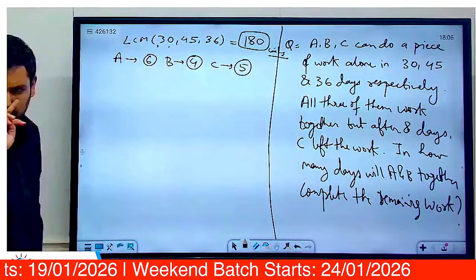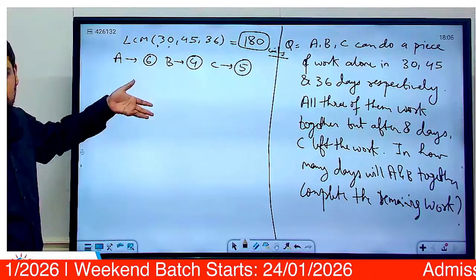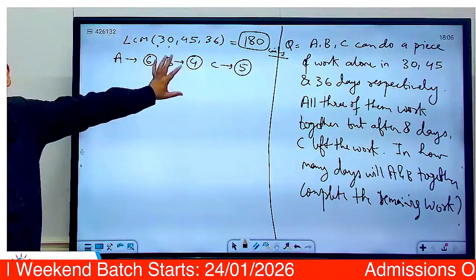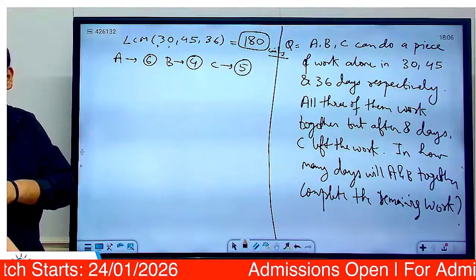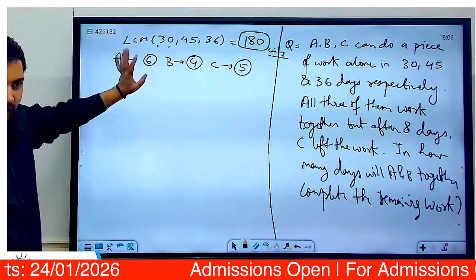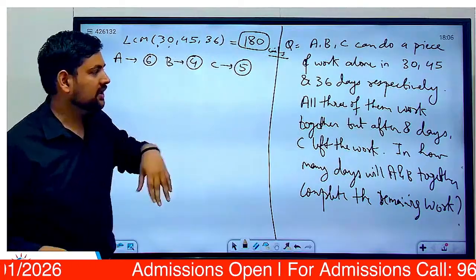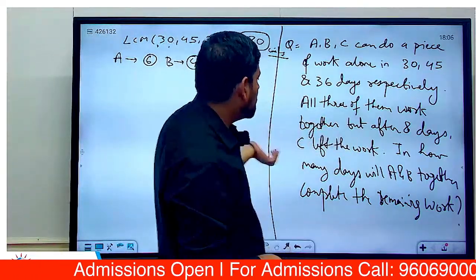This is the first thing, efficiency, always. If it were a board exam, I would say at least get this far, and some marks you'll get. But here you won't be getting any. So the first thing is finding out the total units of work and the efficiency. Then it says all three of them work together.